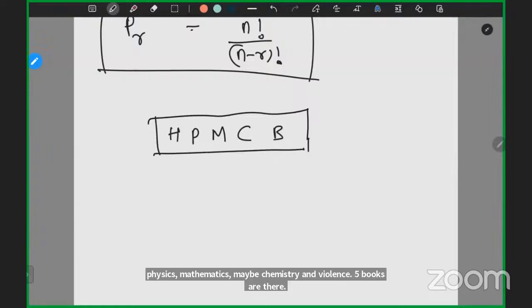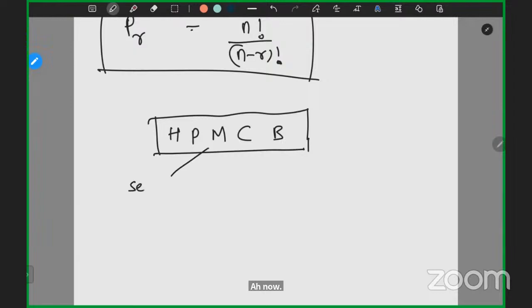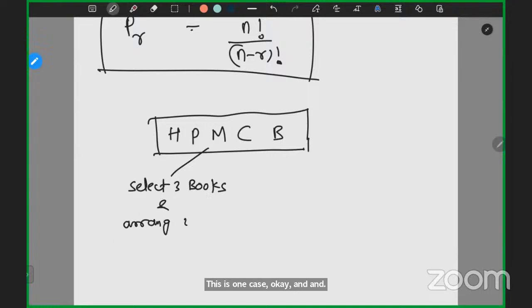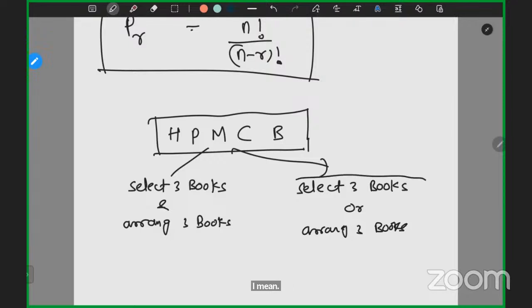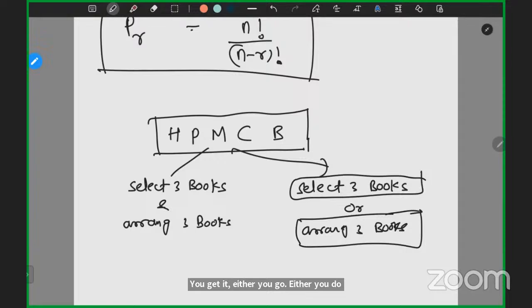Now one case is I select, let's say, 3 books and arrange 3 books. This is one case. Another case, which nobody does, is saying select 3 books or arrange 3 books. Either you do this, or you do that. Another problem with this is: what 3 books?